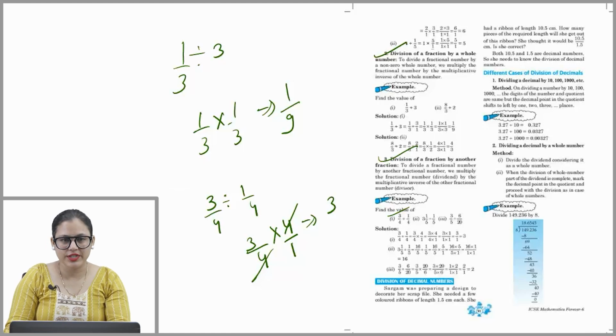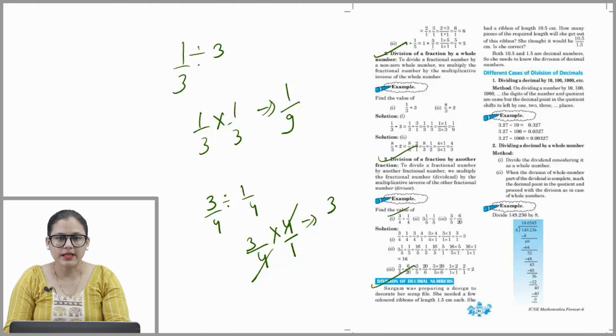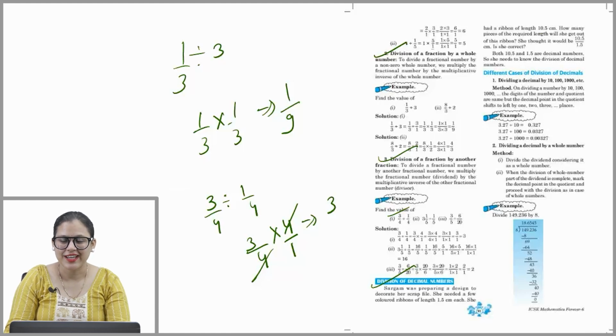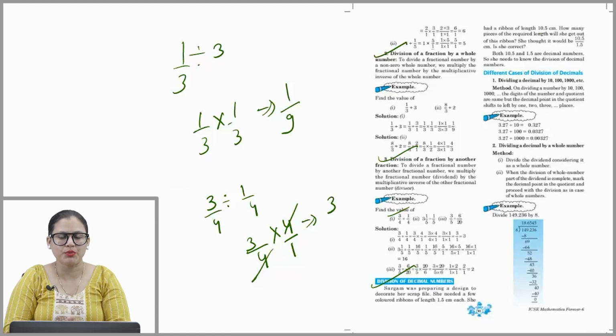Next, division of decimal numbers. Sargam was preparing a design to decorate her scrapbook. She needed a few colored ribbons of length 1.5 centimeters each. She had a ribbon of length 10.5 centimeters. How many pieces of the required length will she get out of this ribbon? She thought it would be 10.5 divided by 1.5. Is she correct? But both 10.5 and 1.5 are decimal numbers. So she needs to know the division of decimal numbers.